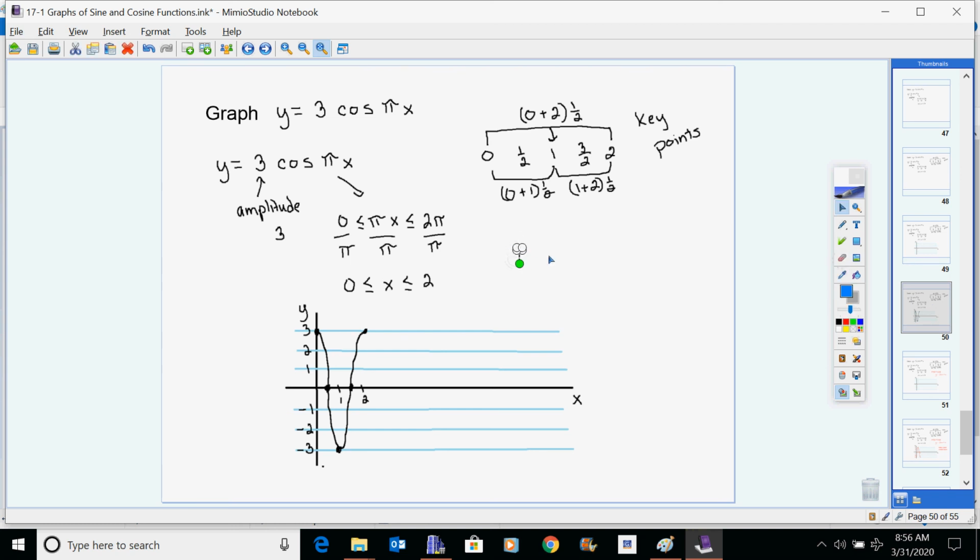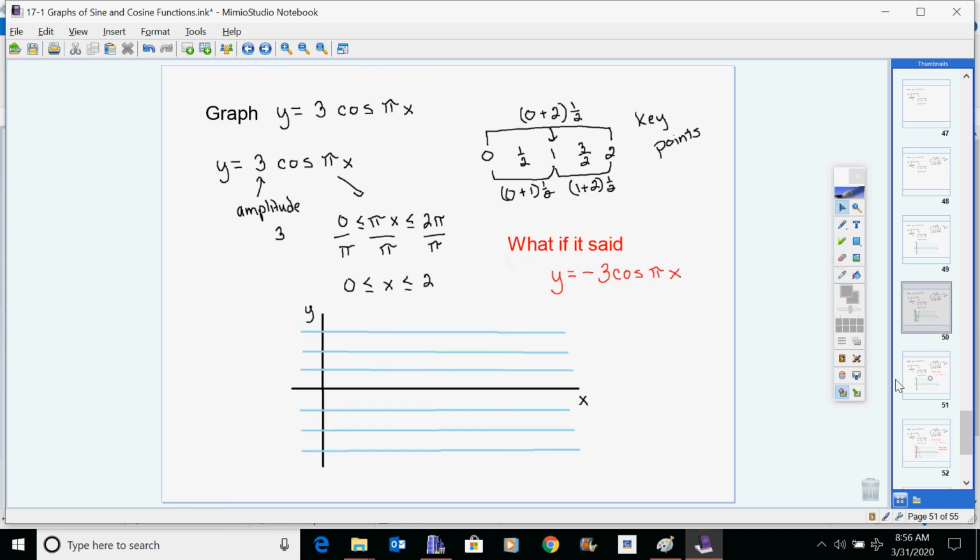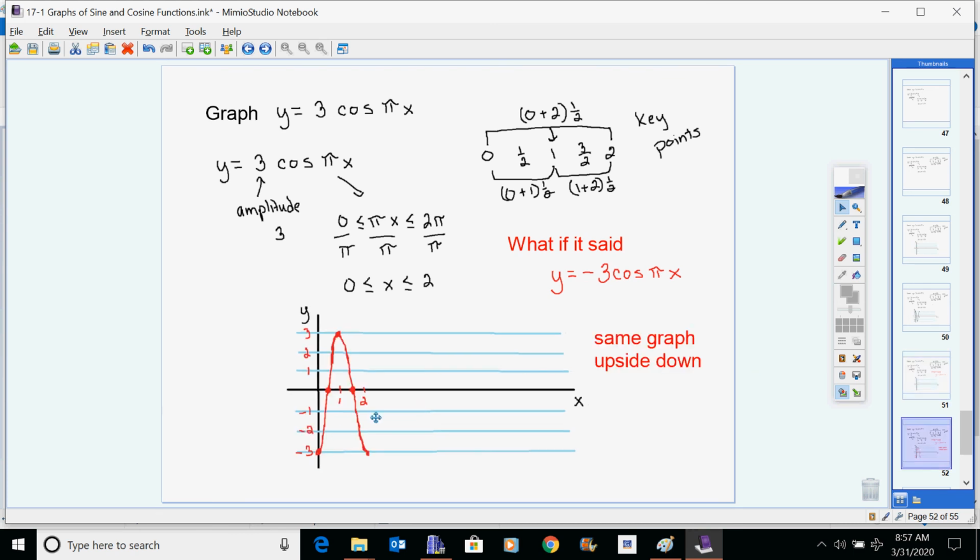You could take the same thing if you wanted to, and you could say, all right, well, what if instead of this it said -3 cosine of pi x? Well, this would be the exact same thing, except it would turn the whole thing upside down. So rather than starting up here and going down, you would start down and you would go up. So at -3, a half, +3, 3/2 would give you the other 0, and then down.